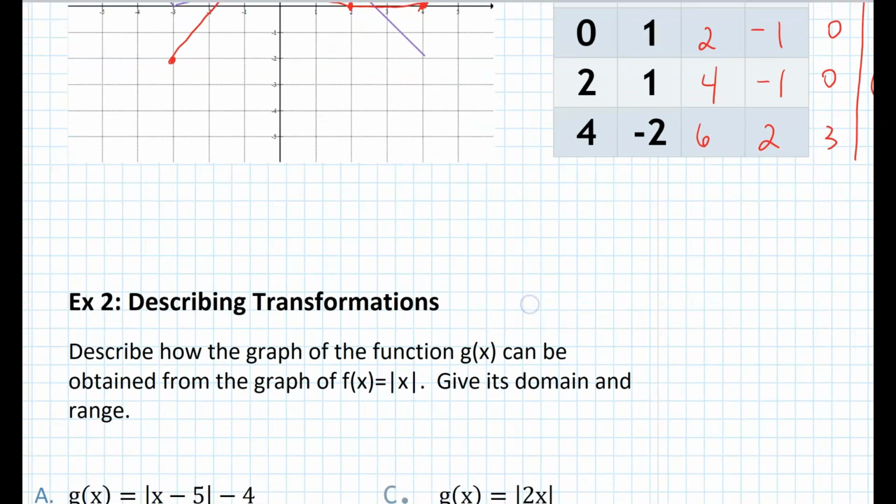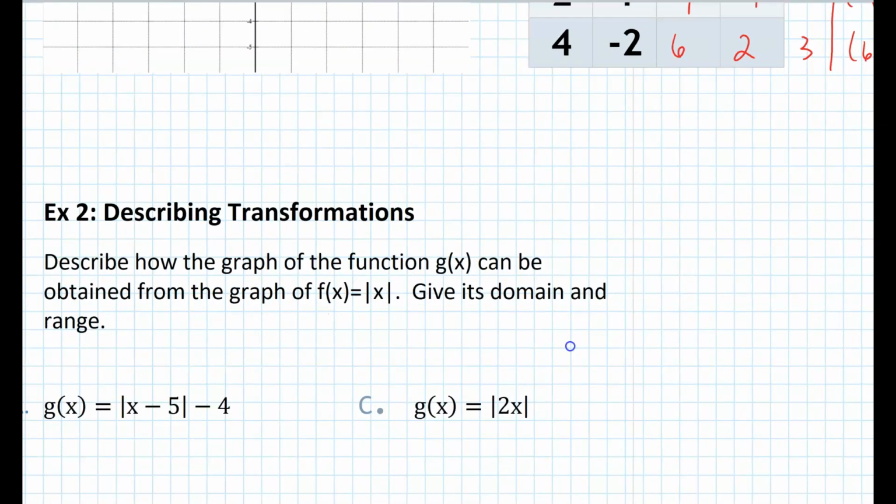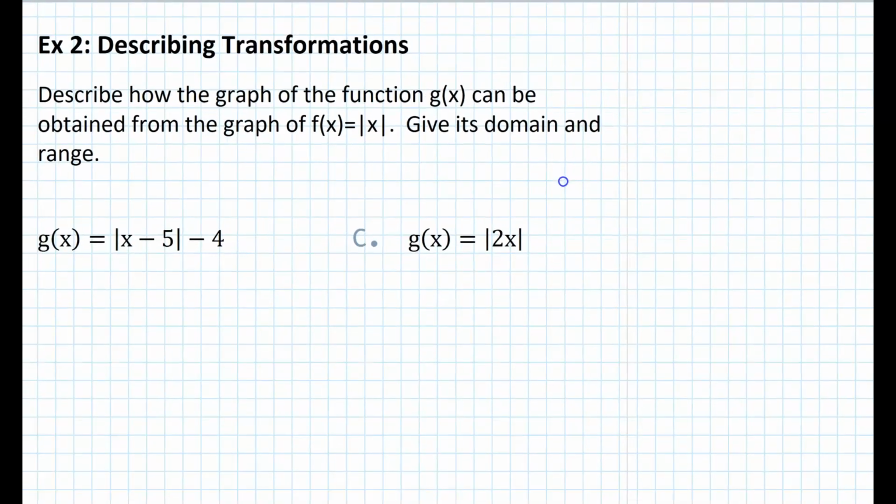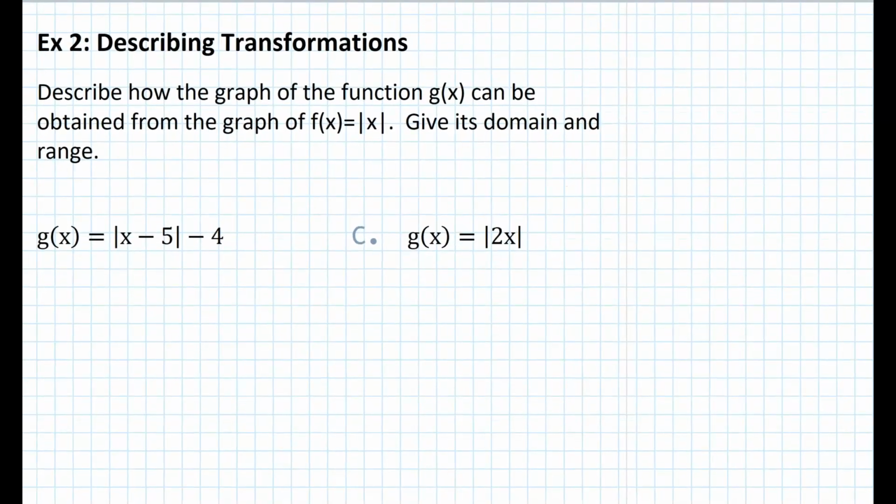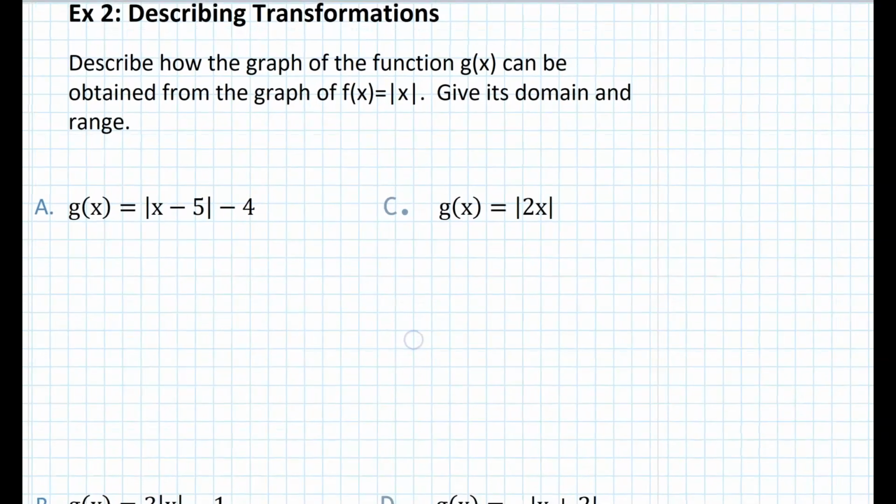Okay, so this next part here, all we're going to do is describe the transformation and then give the domain and range for each of these. Okay. So in our first one, we have g of x is equal to the absolute value of x minus 5, and then we have -4 on the outside. So let's describe in order what happens first.